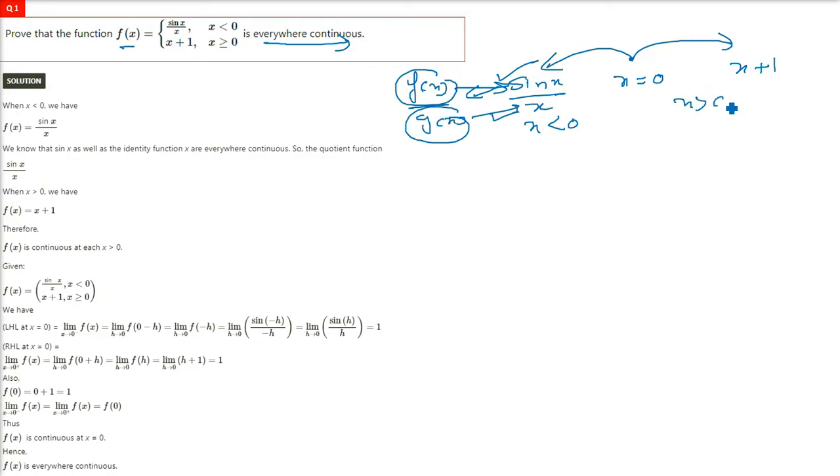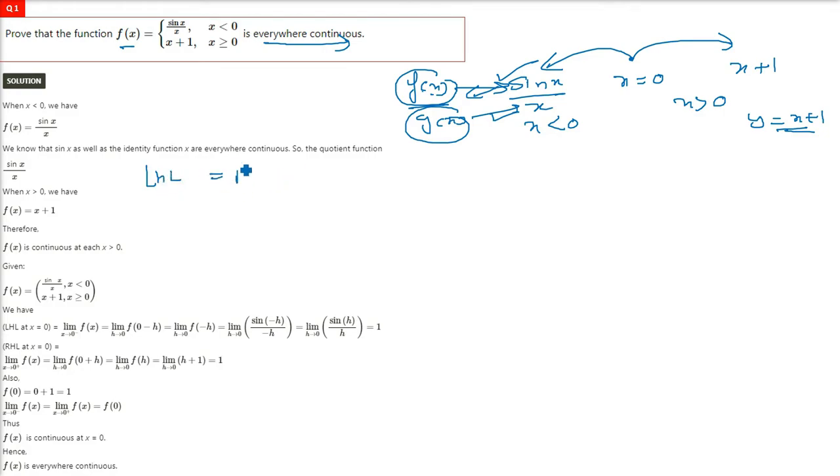Now coming to x greater than 0, f(x) is x plus 1. This is a polynomial of first degree, and all polynomial functions are continuous, as we just said. So when x is greater than 0, we have f(x) equal to x plus 1. Therefore, f(x) is continuous at each x greater than 0. Now, the part the question is asking is to prove that the function f(x) is continuous everywhere.